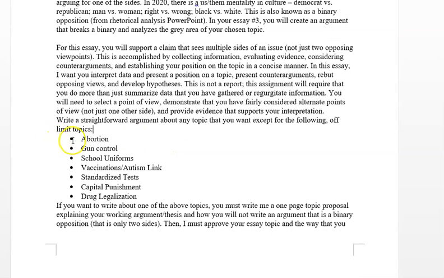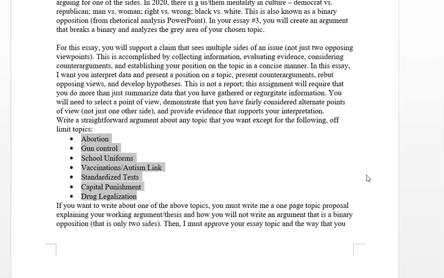So these topics down here, I don't necessarily ban. I don't want to say don't write about them. But I have these topics as a cautionary tale, because these topics are the ones that are more likely to be written as a binary. So, for example, with abortion, you have pro-life or pro-choice. A lot of times those are the 2 arguments. But there are gray areas with that.